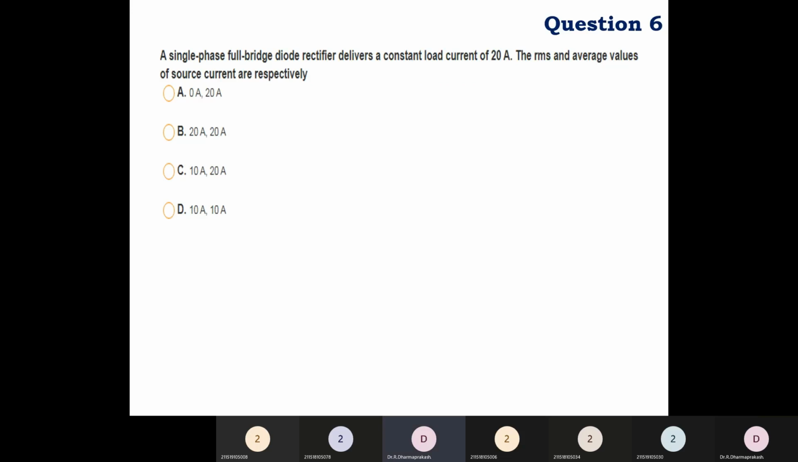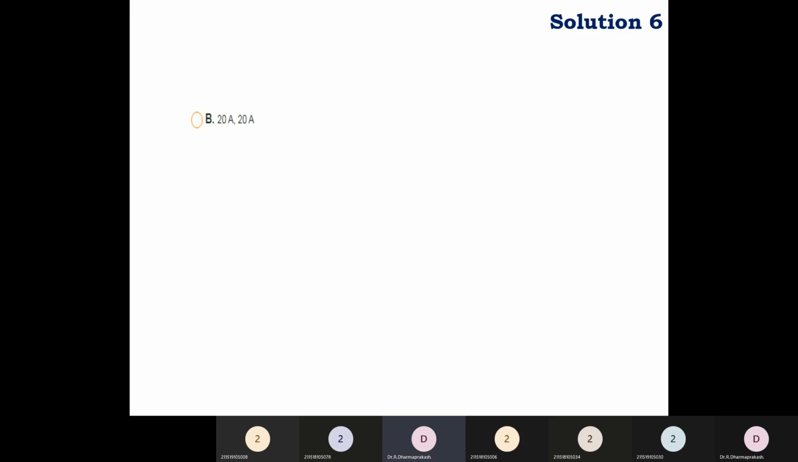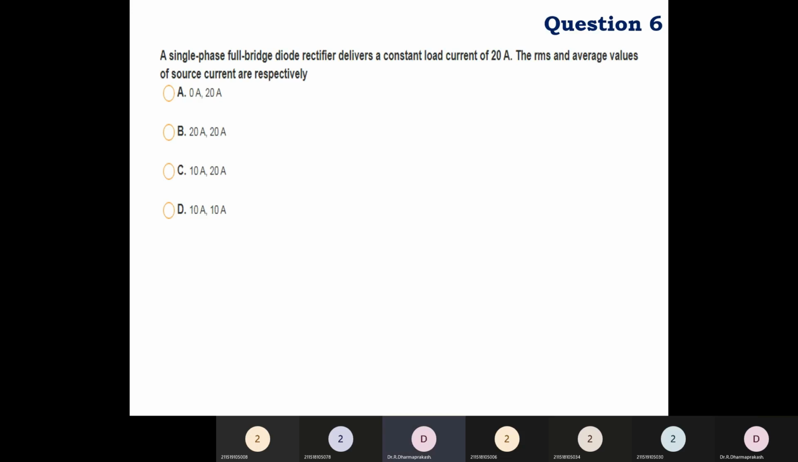And the next question: a single phase full bridge diode rectifier delivers a constant load current of 20 amperes. The RMS and average value of the source current are 20 amperes and 20 amperes, because we know that for the full wave diode rectifier, the RMS output current is equal to Is and the average output current is equal to Is. So here it is 20 amperes and 20 amperes, and option B is right.